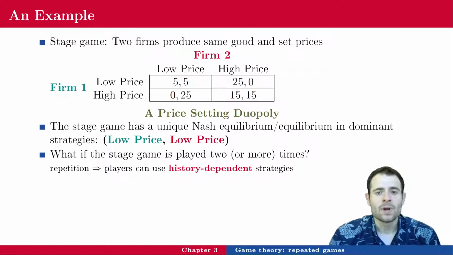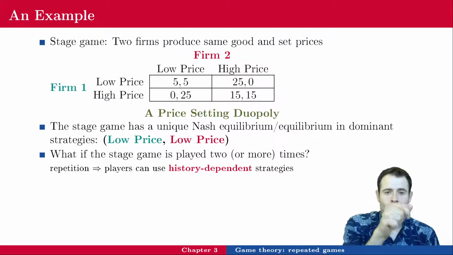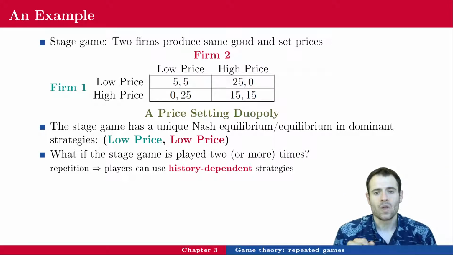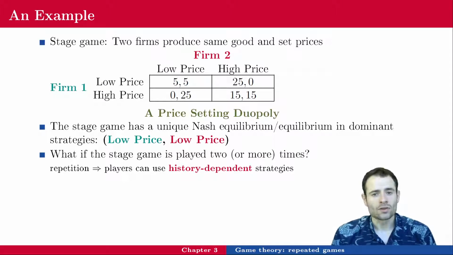Now, imagine that once they play the game once, so today they decide low price or high price, then tonight they will see what the other player did, because at the end of the day they will both get their payoff. So they will know what the other firm did. It means that they can use today's play and today's result, today's outcome, to decide what to do tomorrow.